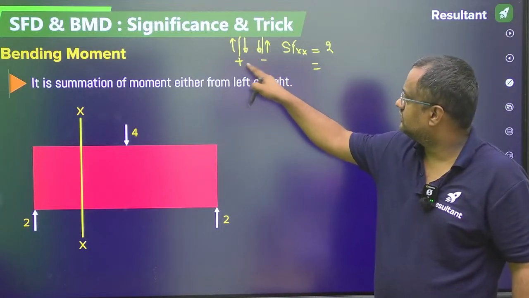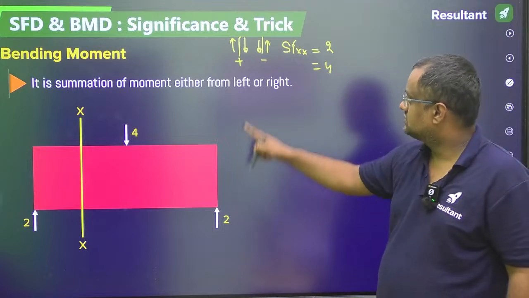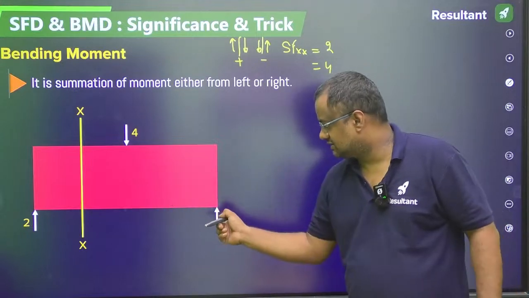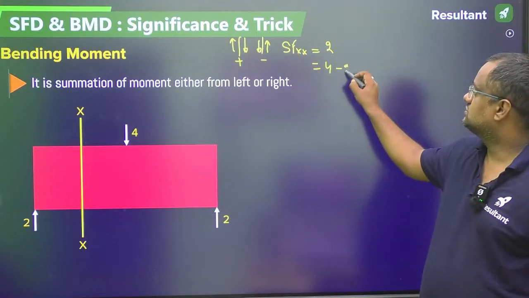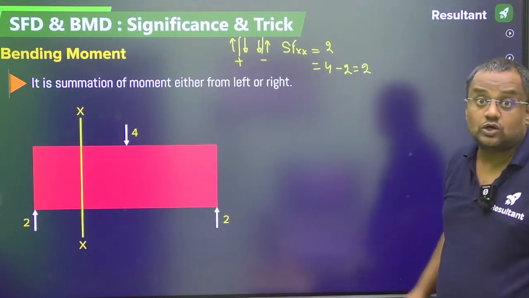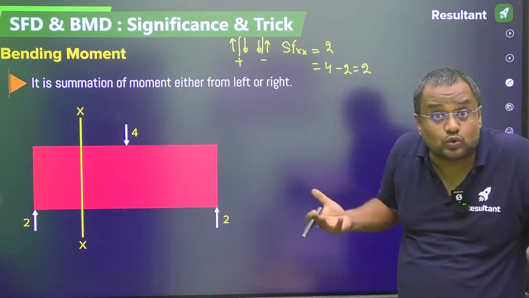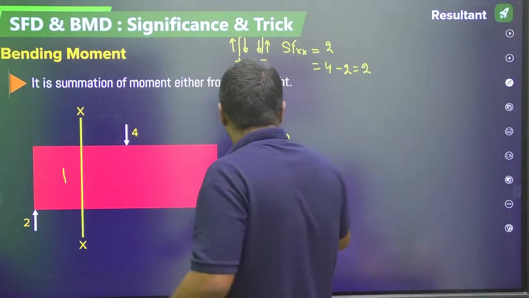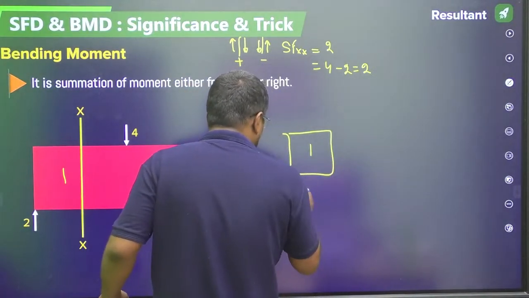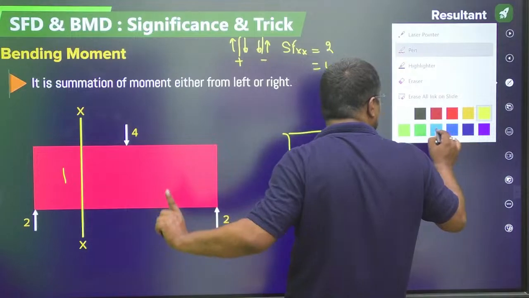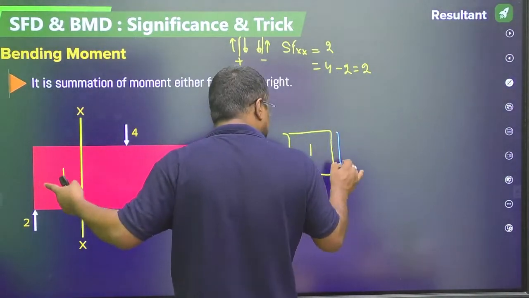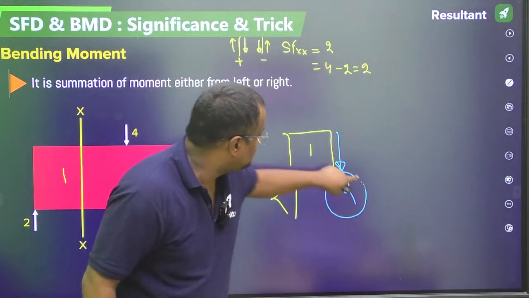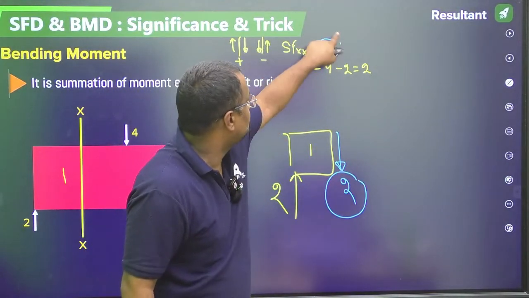Section right hand side downward is plus, and this is 2. Section right hand side upward is minus, so this is also 2. Both are same. Now what is the significance of this? What is 2? Once we cut a section here, considering only force equilibrium, this shear force 2 should be coming. Whatever the shear force is now, which is coming here, is actually this.